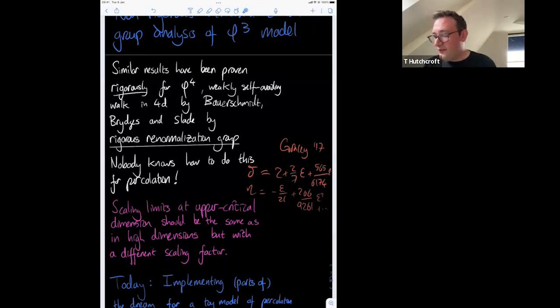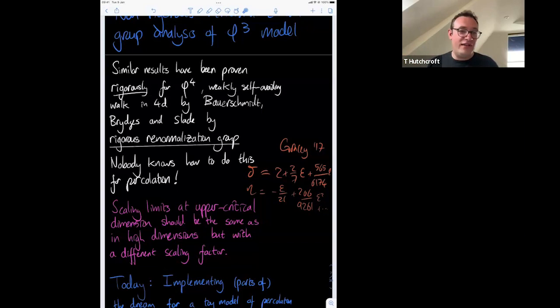And if you want to see the fanciest versions of this, there's a paper by Gracie from 2017, with the most terms in these expansions. So for example, delta is supposed to be 2 plus 2 over 7 times epsilon plus 565 over 6,174 times epsilon squared. And there's a similar thing for eta. And of course, there's supposed to be infinitely many terms.